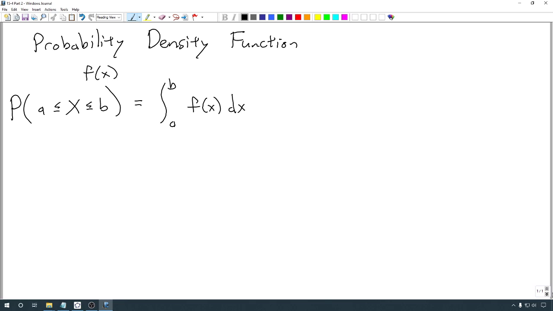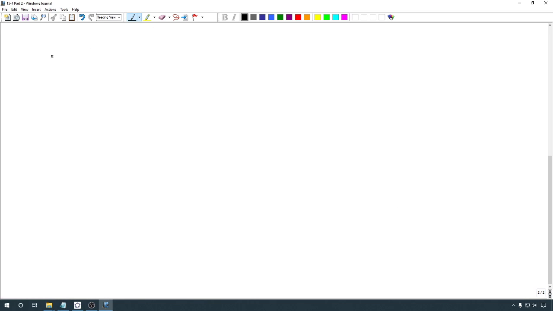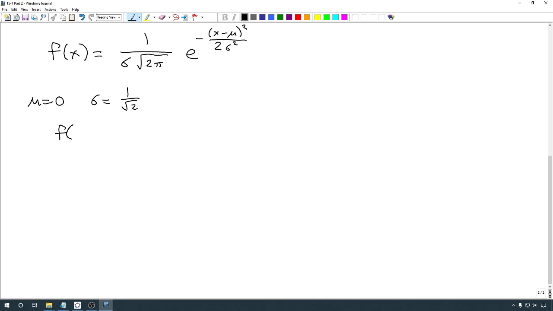But if we want to look at a particular example, let's look at the function f of x is equal to 1 over sigma, this is a Greek letter sigma, times the square root of 2 pi times e to the minus x minus mu, this is a Greek letter mu, squared divided by 2 sigma squared. That's kind of a complicated function. It looks really complicated. But if we look at the special case of mu equals 0 and sigma equals 1 over the square root of 2, this just turns into f of x is 1 over the square root of pi times e to the minus x squared. And the main thing here is not the constant out in front, but the e to the minus x squared.